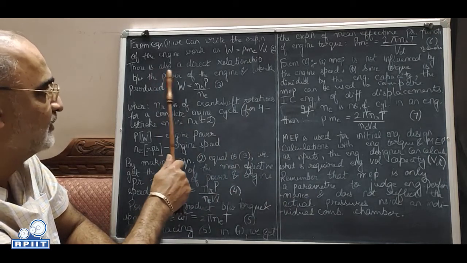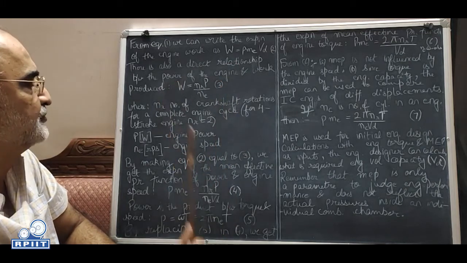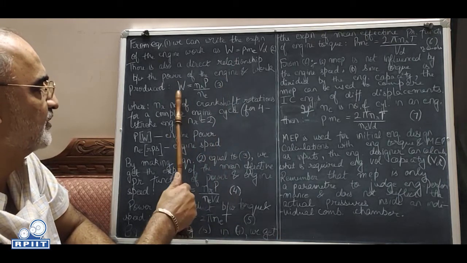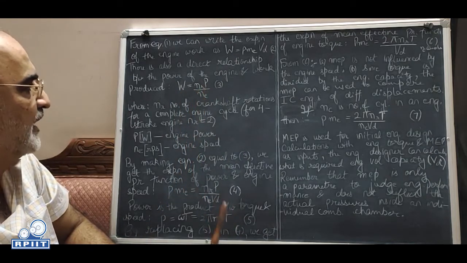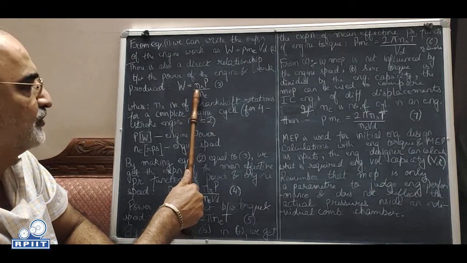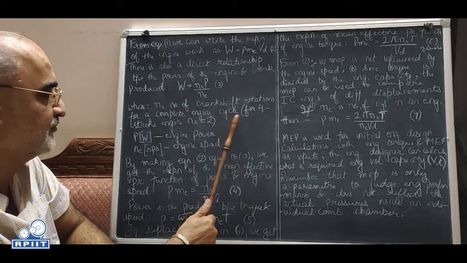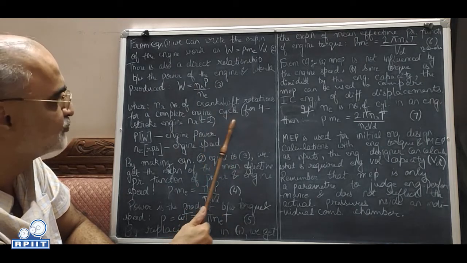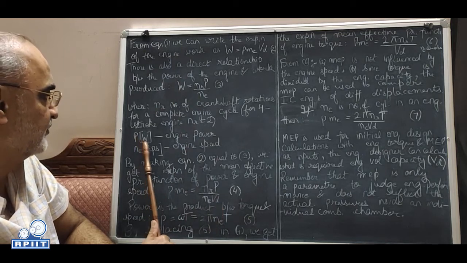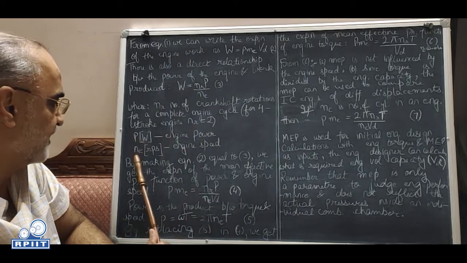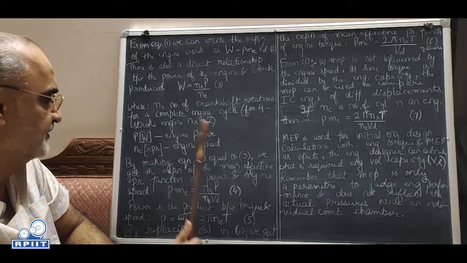Now, there is also a direct relationship between the power of the engine and the work produced. Work is nothing but nR into P by NE. nR is the number of crankshaft rotations for a complete engine cycle. Therefore, for 4-stroke it will be 2 and for 2-stroke it will be 1. P is the engine power and NE is the engine speed, in revolutions per second.